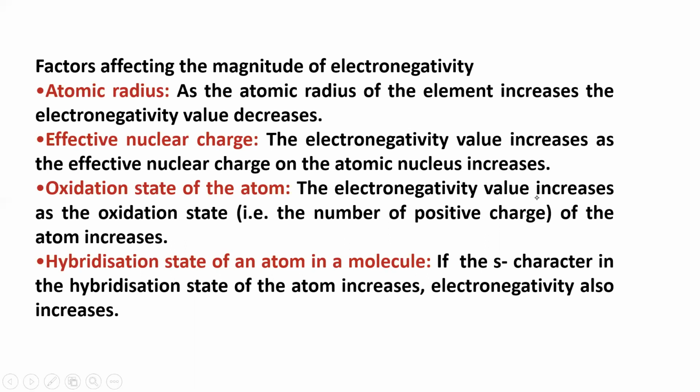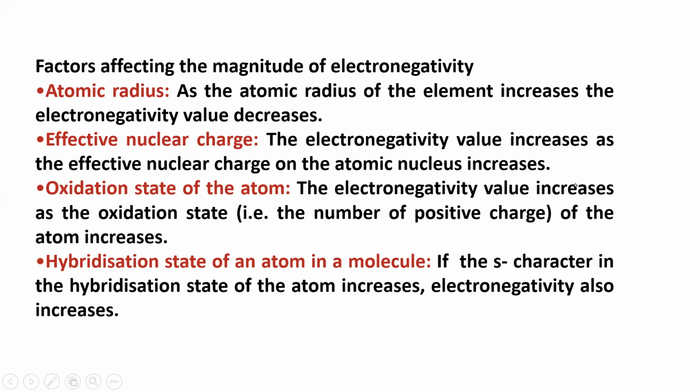Next, we have hybridization state. If the S character in the hybridization state of the atom increases, electronegativity also increases. So we have sp3 hybridization, sp2 hybridization. In sp3 hybridization, S character is less. In sp hybridization, S character is more, because sp hybridization has 50% S character and 50% P character. This hybridization topic we'll discuss in chemical bonding.